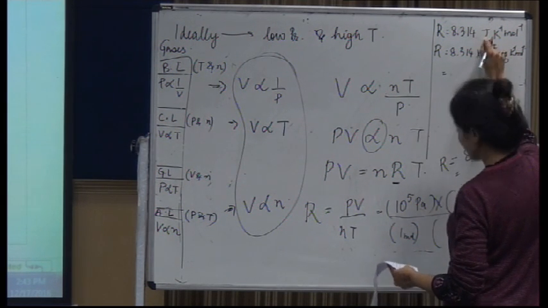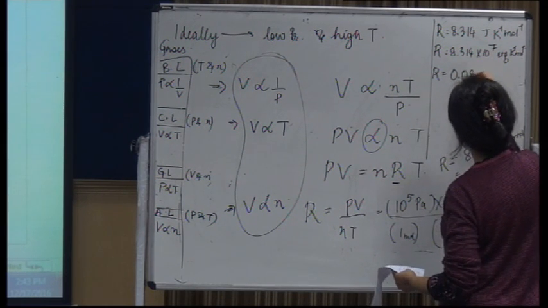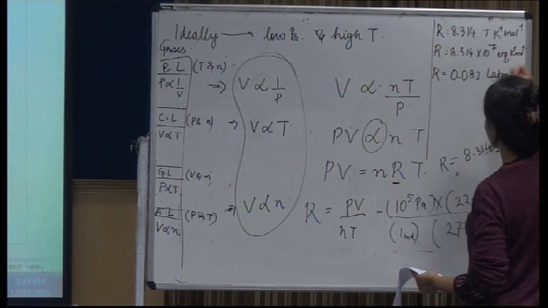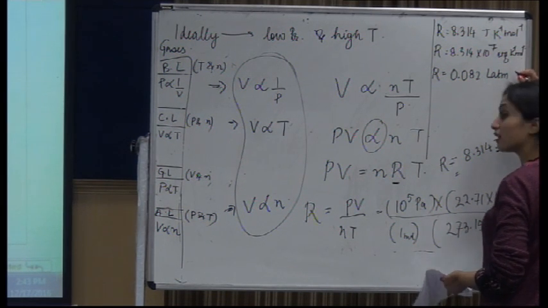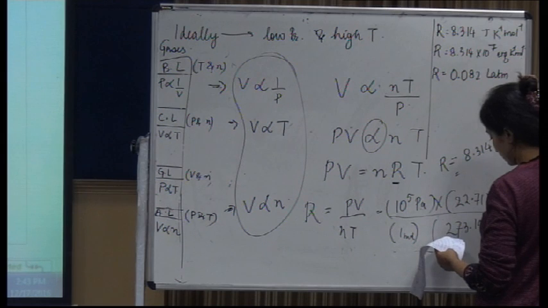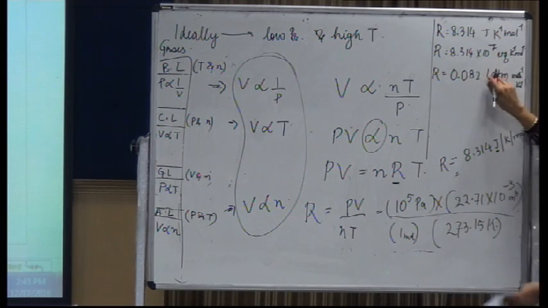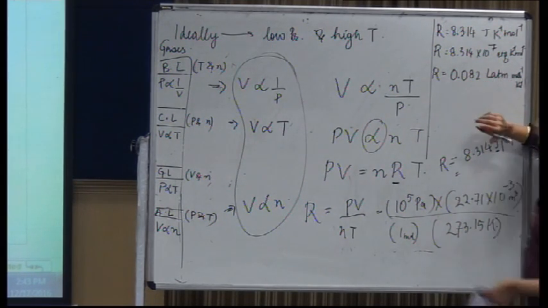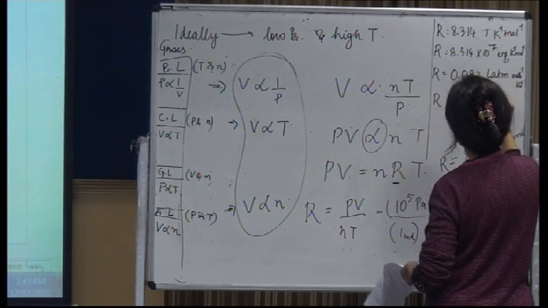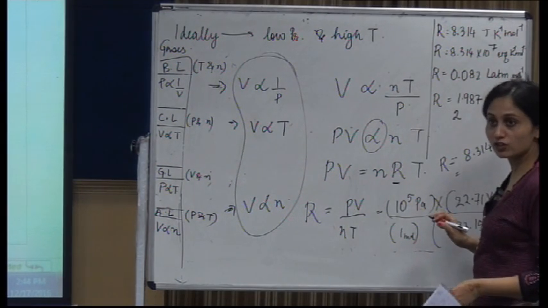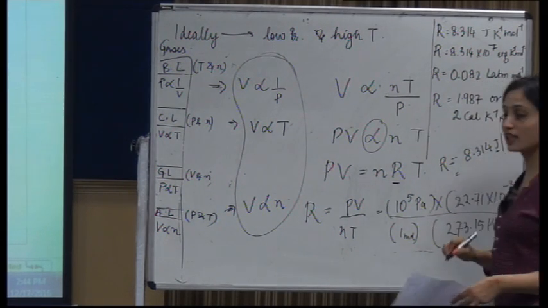Remember that R can also be written as 0.082 liter atmosphere, because when you convert joule per Kelvin into liter atmosphere, this is how it becomes. So liter atmosphere per Kelvin per mole, or liter bar, is one and the same thing. Remember that liter atmosphere or liter bar means one and the same. And then you have another value of R, which is 1.987, or for numericals you can also take it as 2 calories per Kelvin per mole.